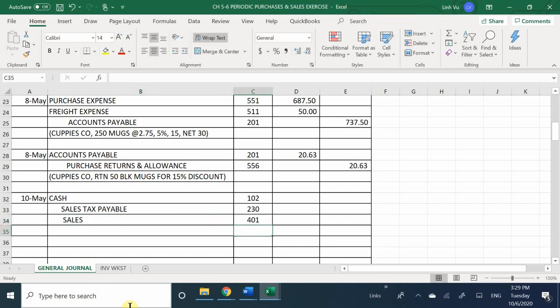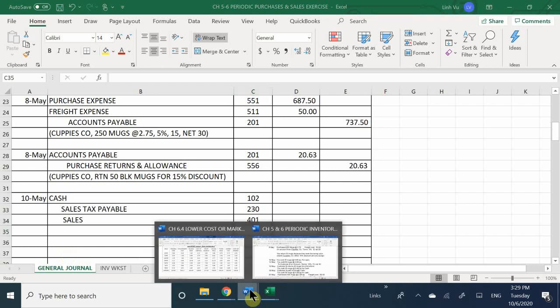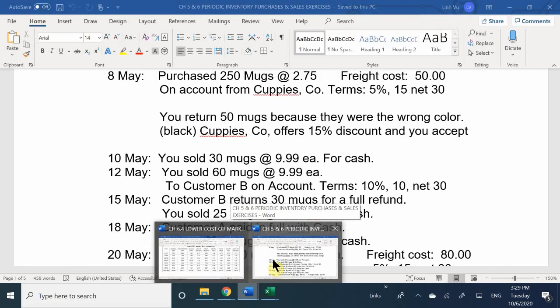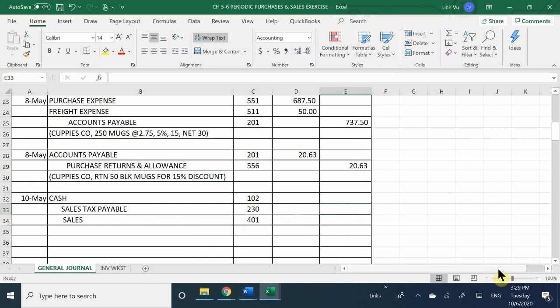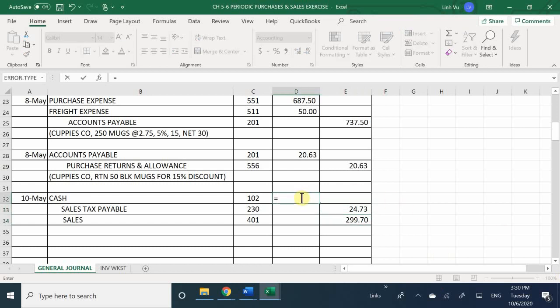Good. And how many items do we actually sell? We sold 30. Perfect. We sold 30 for $9.99. So what's my calculation going to be here? Sales is going to be $299.70. Good. And for our sales tax, it's $24.73. And then our total amount for the two is $324.43. Good.